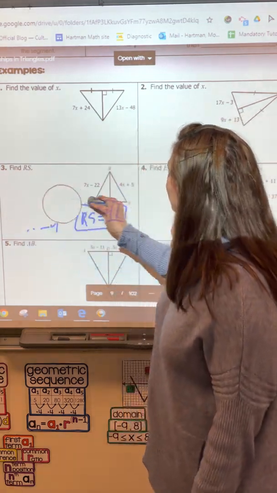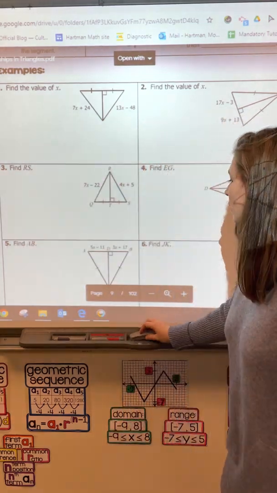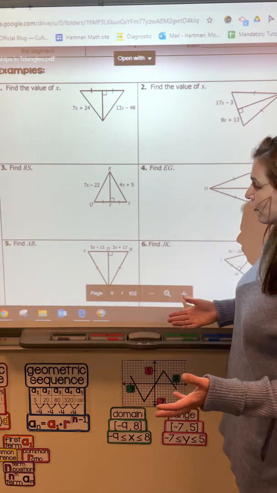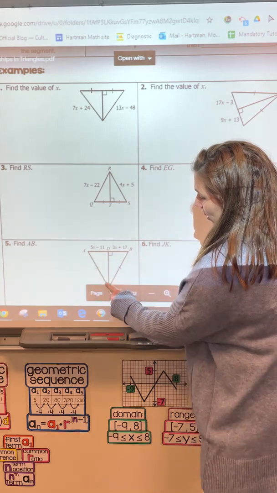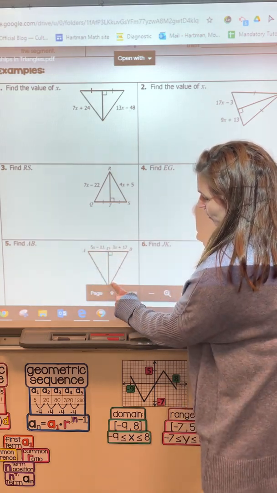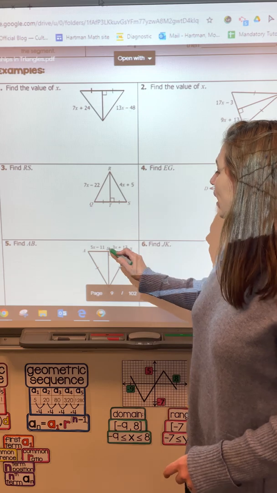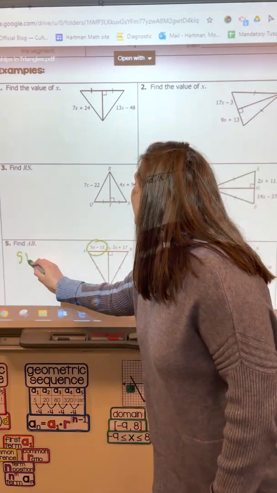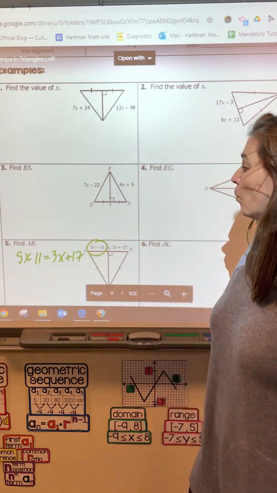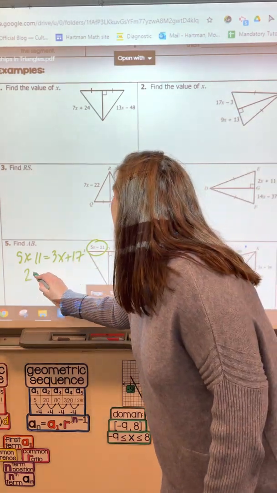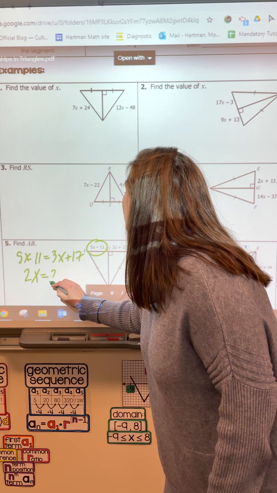Let's do number 5. We'll do the odd ones together. Now I'm looking at the converse of that. Now it's telling me that these guys are equidistant, and that's perpendicular. So now I can say the same thing, that 5x minus 11 is equal to 3x plus 17. And when you solve for x, you get 2x equals 28.